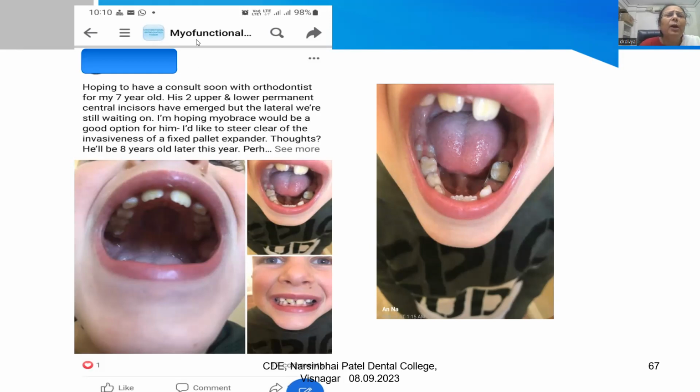This is something myofunctional, a Myobrace, because it is commercial, and parents will feel something heavy is being done. Then it will correct. Of course, it will correct, but without a space maintainer. Unless this space maintainer is removed, it is not going to relieve any crowding.